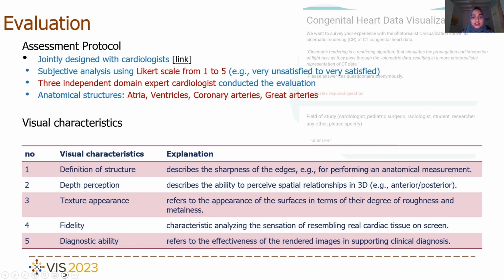After finding the best settings, we rendered CT images in both MeVisLab and the Siemens Syngo.via platform. We assessed the results through subjective ratings of photorealistic static snapshots, focusing on anatomical structures like atria, ventricles, great arteries, and coronary arteries. Ratings were given on a Likert scale from 1 to 5, with 5 questions per case about these specific visual attributes: definition of structure, depth perception, texture appearance, fidelity, and diagnostic ability.